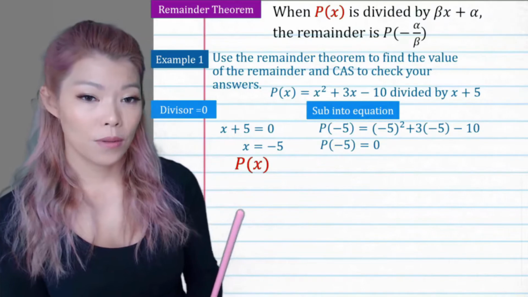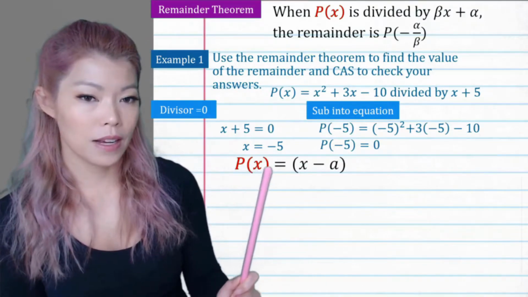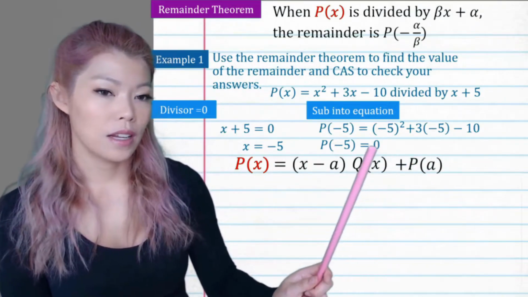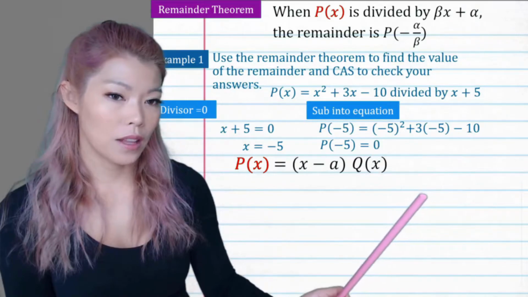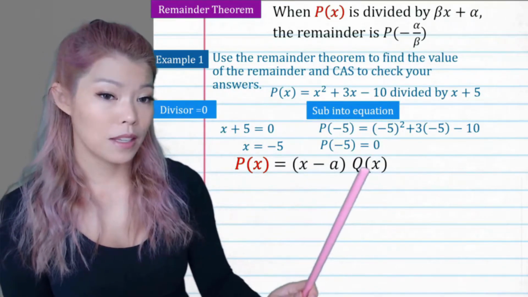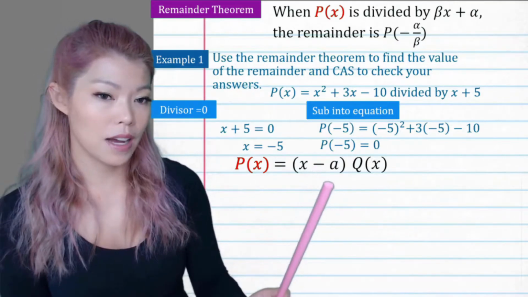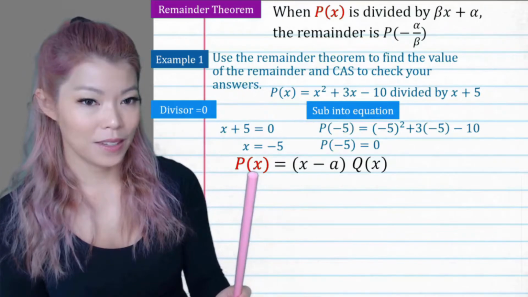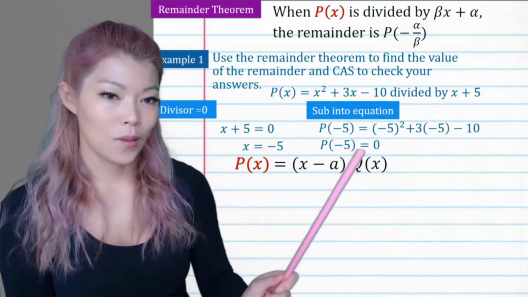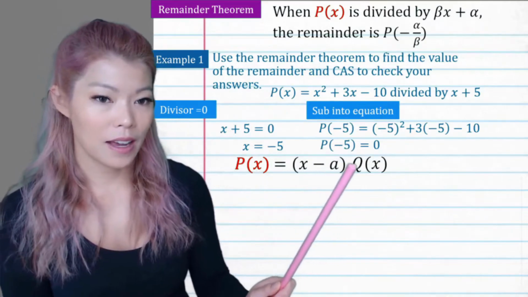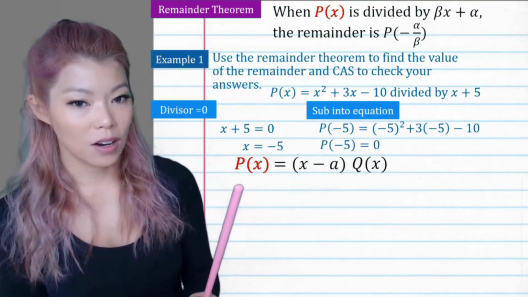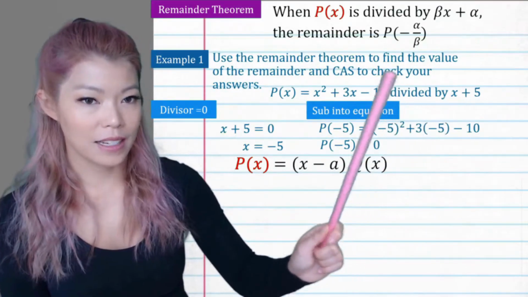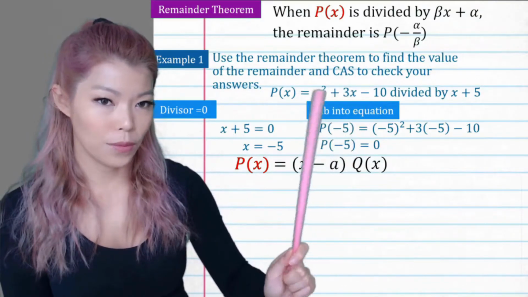We could also see it from another perspective where we wrote p of x equals x minus a times the quotient plus the remainder. We notice that if the remainder is 0, that disappears, then this times this gives us that. In other words, the divisor and the quotient are both factors of our dividend, just like what we said about 12 divided by 3. When the remainder is 0, then our divisor and our quotient are factors of our dividend. So because this is 0, then x plus 5 is a factor of that polynomial.